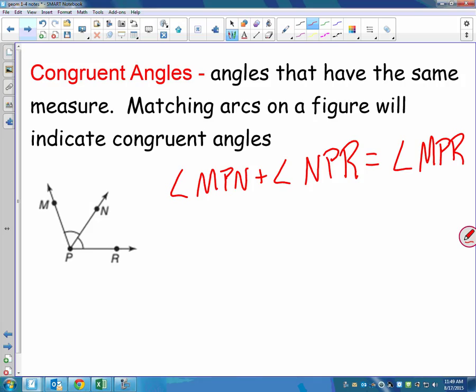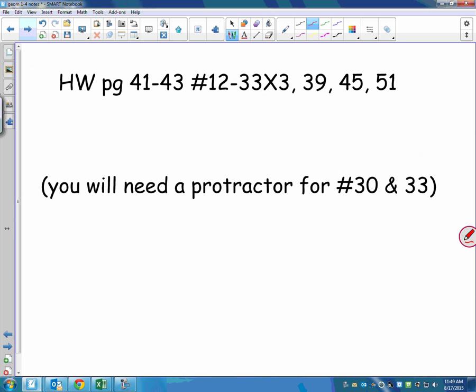I'm done a little bit early, one, because we didn't have a homework quiz, but the other reason is so that you can actually use your protractor to answer some of the questions on your homework. So when it says measure with a protractor, that's when you trust the picture because you're actually measuring it. But if you're not doing that, then you don't use protractor.